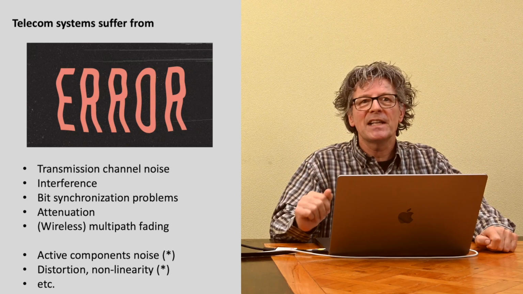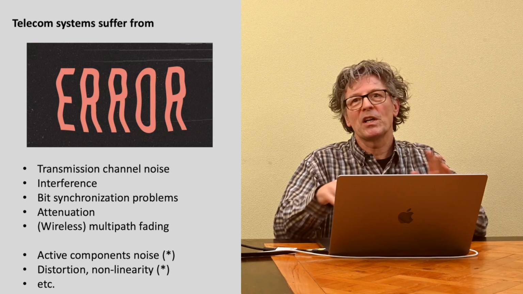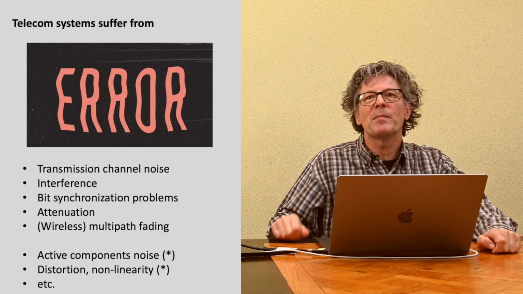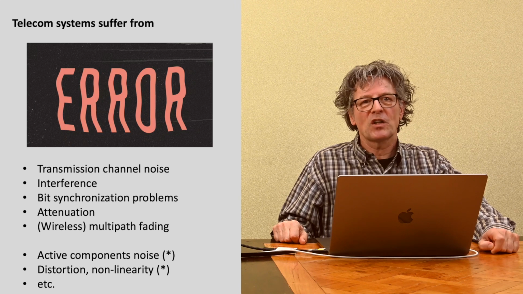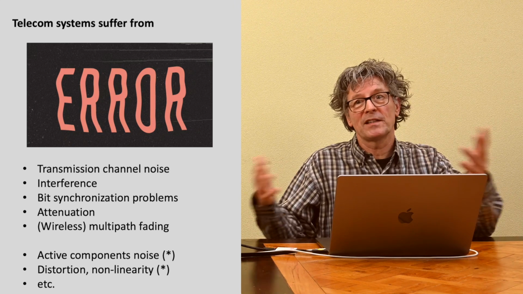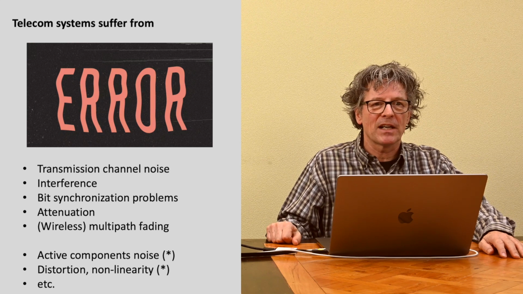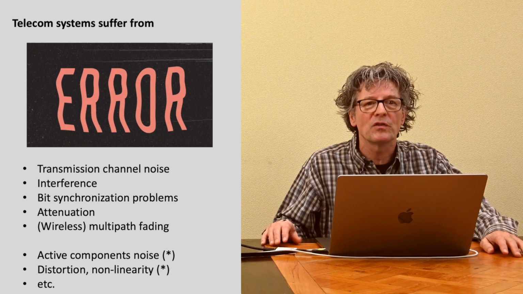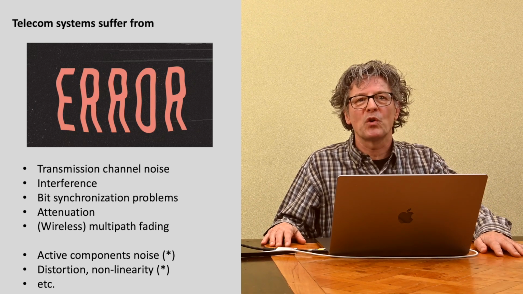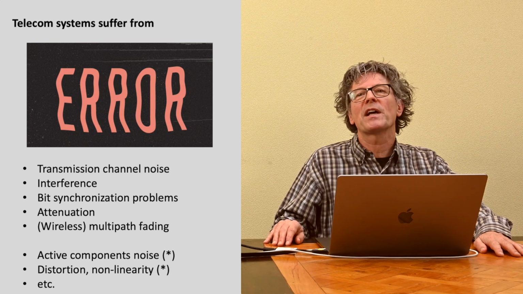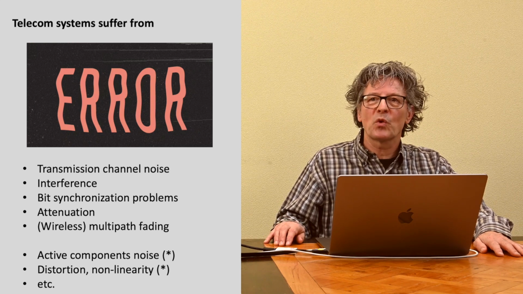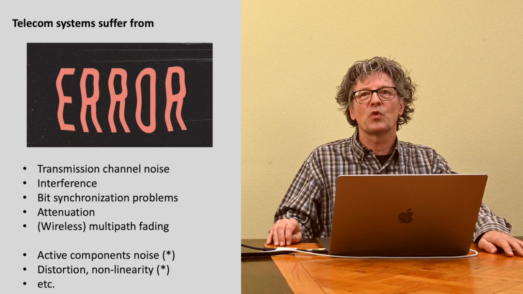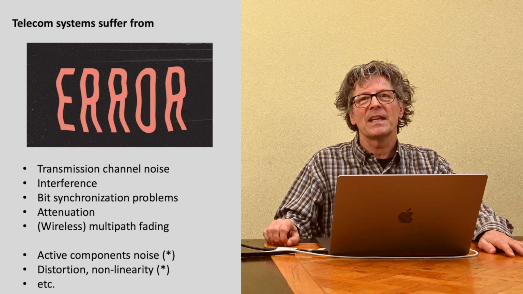There might be nasty cases of multipath fading, where we get reflections off buildings and so the bits arrive at different times. On top of it, we might also have the problem of noise that comes from active components rather than the telecommunication channel itself. We might have errors that come from distortions introduced by the components, distortion problems because of non-linearity of components, and so on. So there are quite a lot of different sources, but the one that I want to specifically dig into today is noise, as one of the very common sources of bit errors in a system.